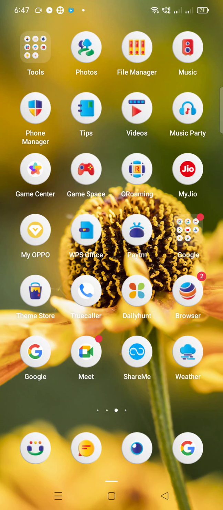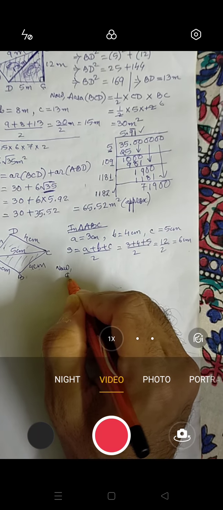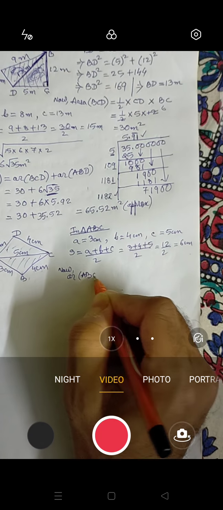Then you can write s is equal to a plus b plus c by 2. Now that is 3 plus 4 plus 5 by 2. Now this is 12 by 2 and that will become 6 centimeter. Any doubt? Then next you can find the area of ABC by root over Heron's formula.